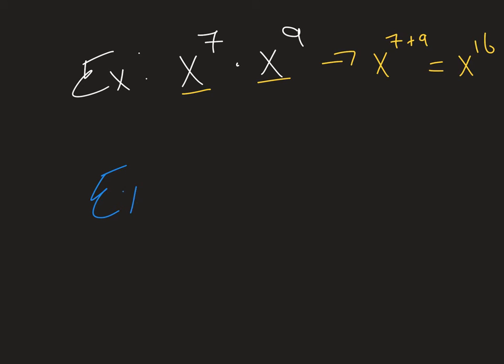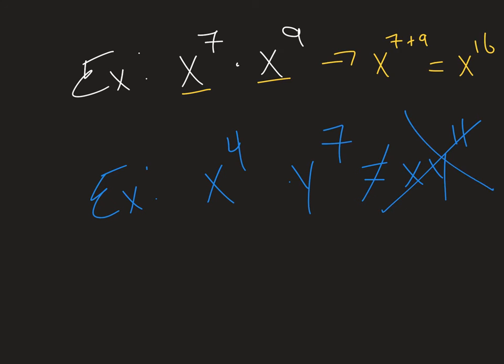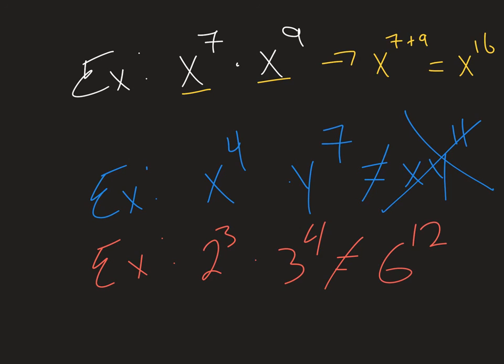Now, something that's worth noting. If we have, say, x to the 4th times y to the 7th, I cannot combine these. This does not become xy to the 11th. That's not the case. Likewise, a different example: if I have 2 to the 3rd times 3 to the 4th, well, this does not become 6 to the 12th. We can't combine anything with different base numbers with multiplication. It's worth noting there are no rules for these two cases that we have yet.